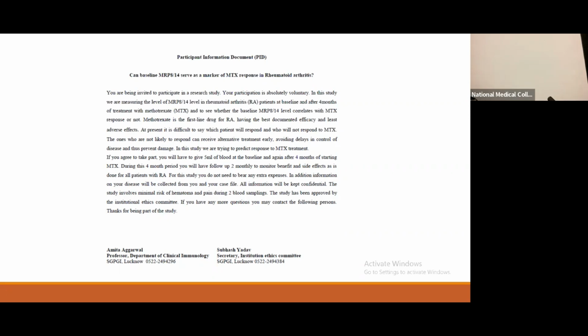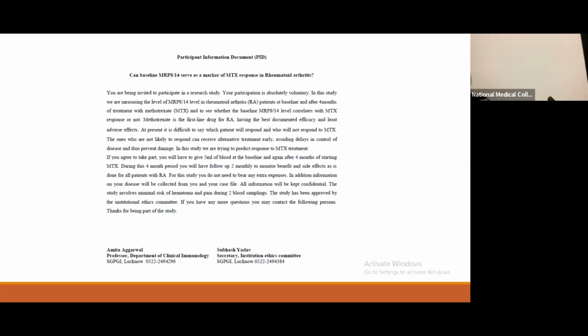So at 2 monthly to monitor benefit, as well as we will monitor also the side effects, the toxicity, as is done for all patients with RA. So we are saying that we are not doing anything out of the way. It is what is the standard of care, we are only doing that. And for this study, you do not need to bear any extra expenses. So we explain the cost, that the patient is not going to pay any cost.